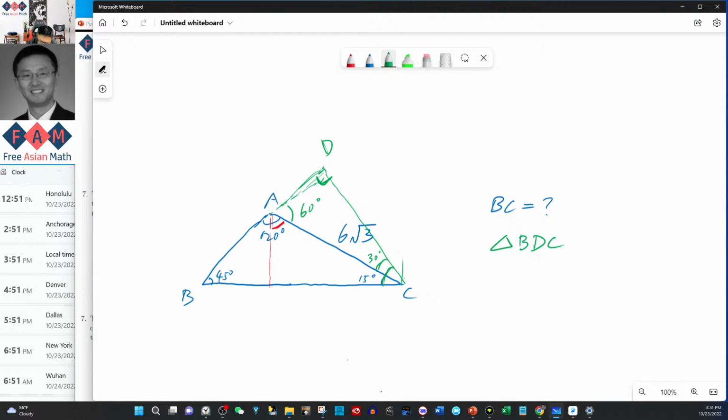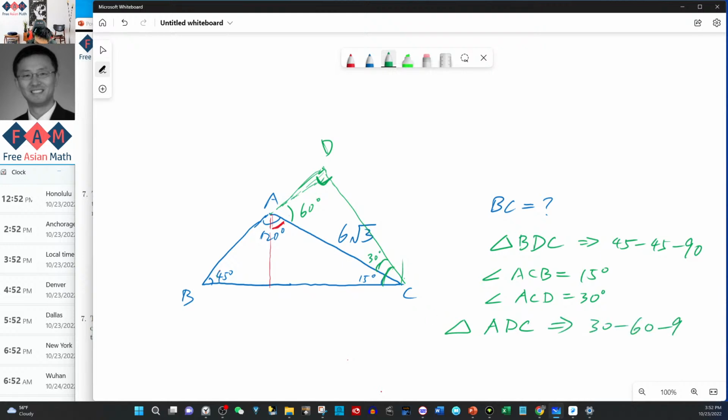Because this has to be 45, because this is 90, and therefore this has to be 45. So this is a 45-45-90 triangle. Because angle ACB is 15 degrees, therefore angle ACD equals 30 degrees, right? And this triangle ADC is a 30-60-90 degree triangle.